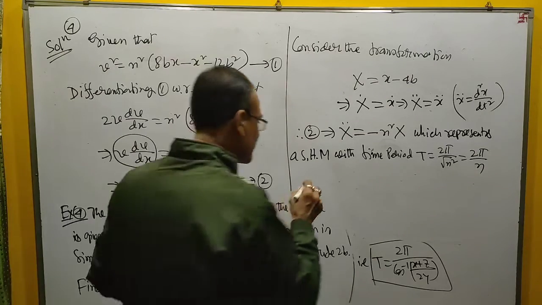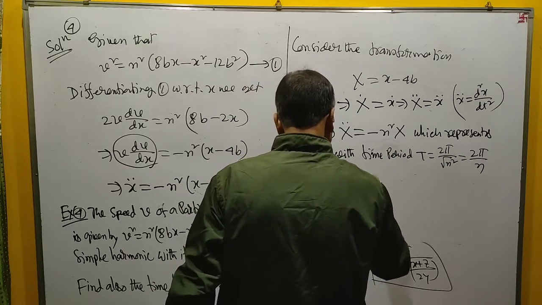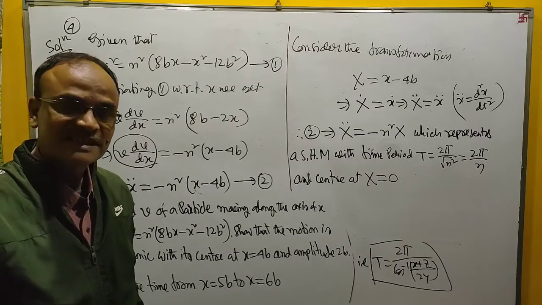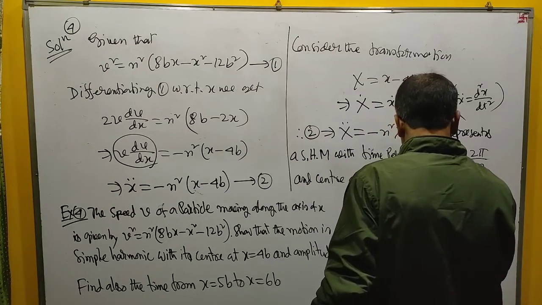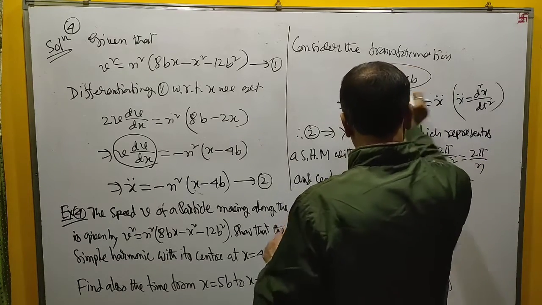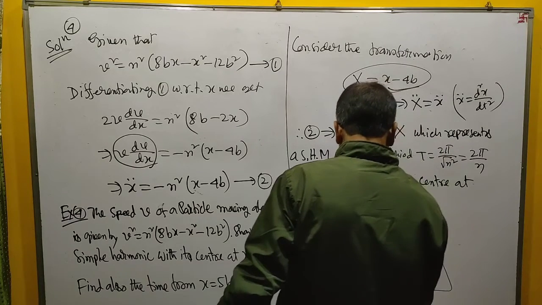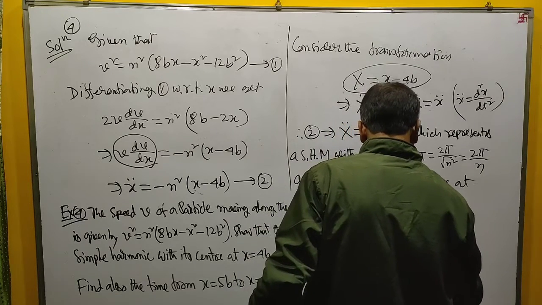The center is at capital X equal to 0. Center at X equal to 0, that is the center. What is capital X? Small x minus 4b. So x minus 4b equal to 0, that is the center. x equal to 4b.